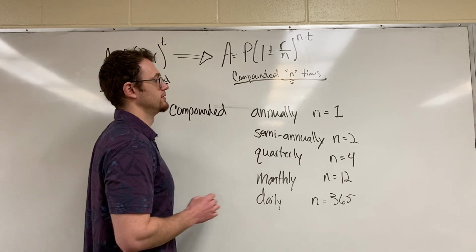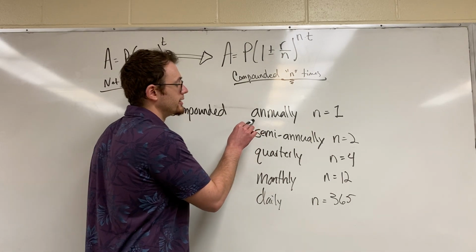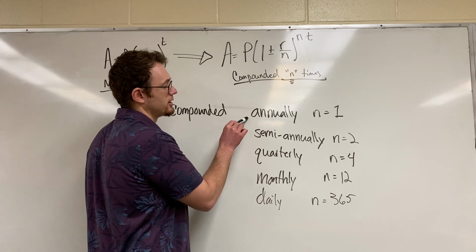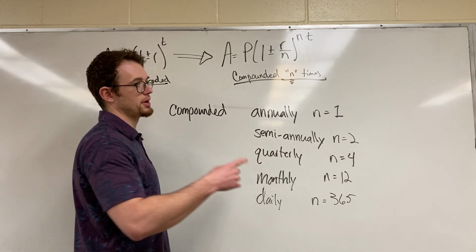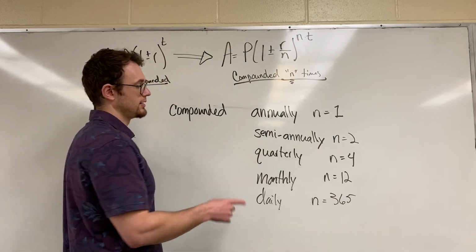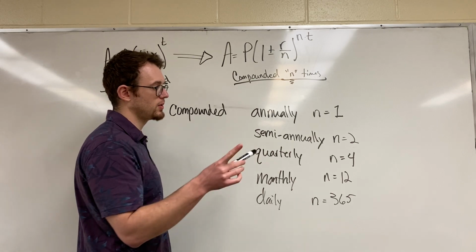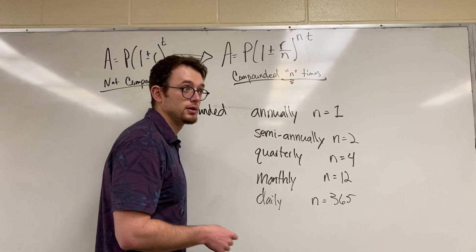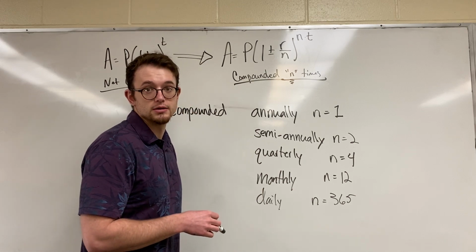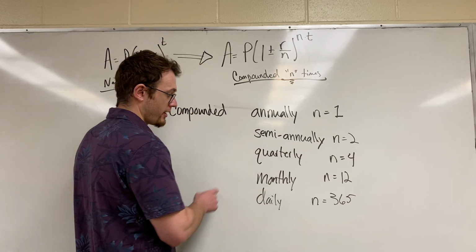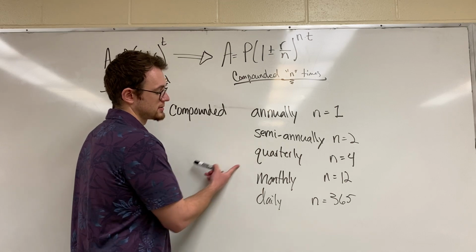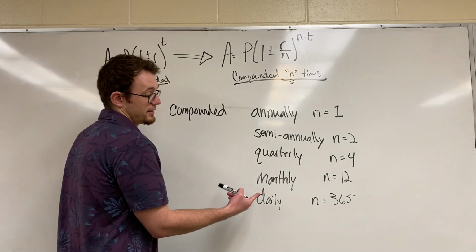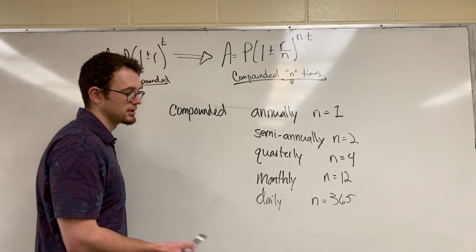See, all these are mostly based off of annual. It's based off of a year, so how many times is it compounded within a year? If it's compounded annually, then it's compounded once within 1 year. If it's compounded semi-annually, it's compounded twice. So in June, and then again in December. So the 6th month and the 12th month. This is every quarter, so every 3 months. This is every single month. This is every single day. Then you can do hourly, by second.